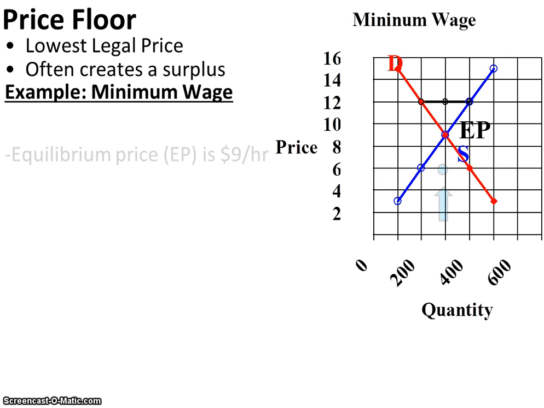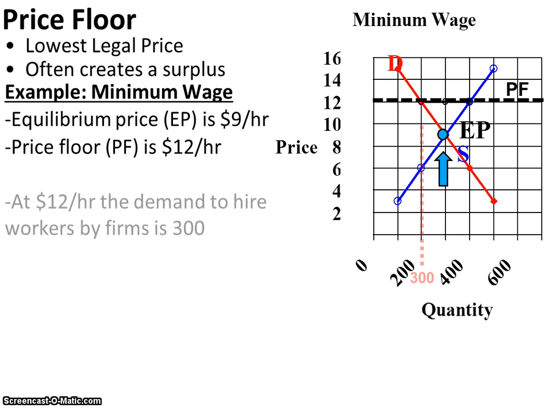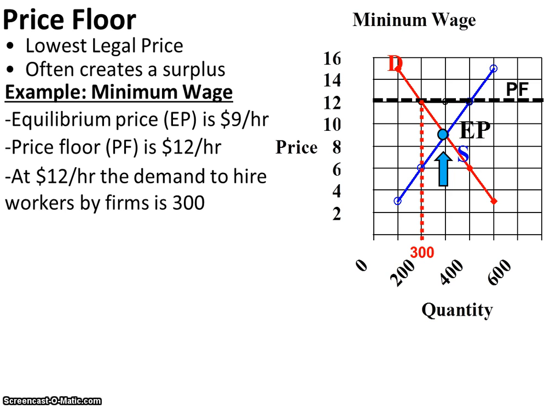In this example, you can see that our equilibrium price is $9 an hour. If the government steps in and says that our price floor is going to be $12 an hour, what's that going to do? That is going to create a situation at $12 an hour where the demand to hire workers by businesses, they're going to demand it. That's why they're on the demand side, because they demand workers to help them with their businesses. They're only going to want to hire 300 people because they have to pay them $12 an hour.